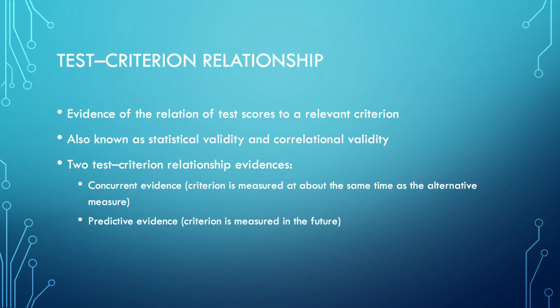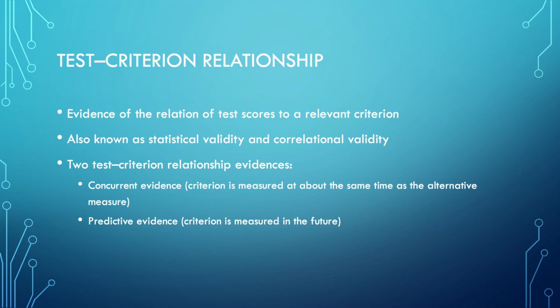We also have 2 test criterion relationship evidences. We have concurrent evidence and predictive evidence. Concurrent evidence, the criterion is measured at about the same time as the alternative measure. So an example of that is to measure body fat via skin fold, and we could measure body fat via the Bod Pod at the same session. So we could use those 2 different concurrent examples of measuring body fat at the same time to try to get a more valid relationship.